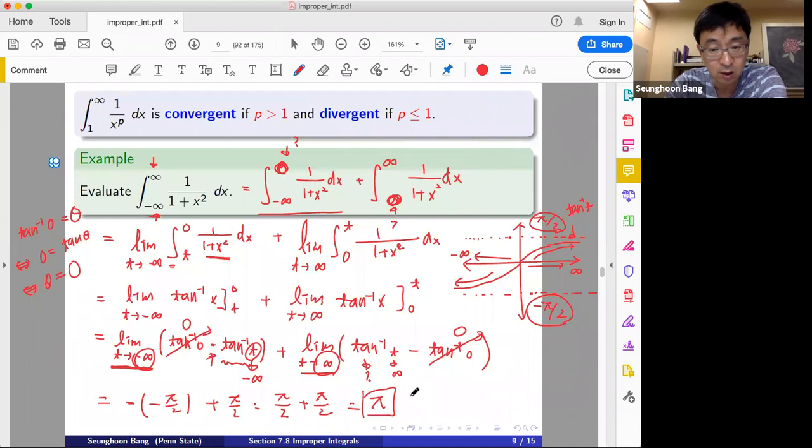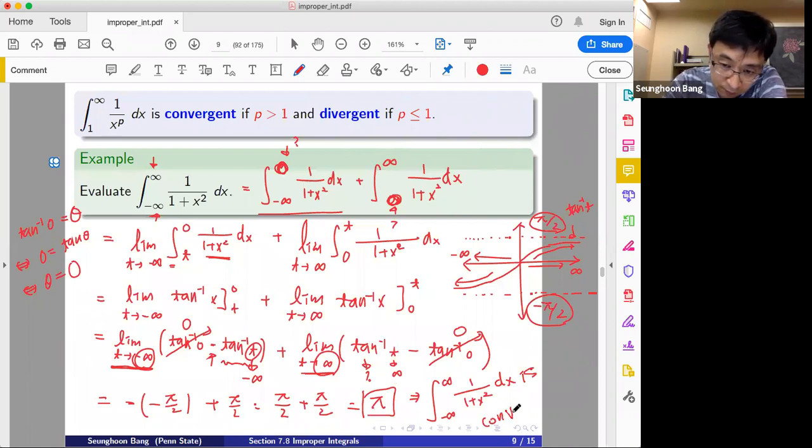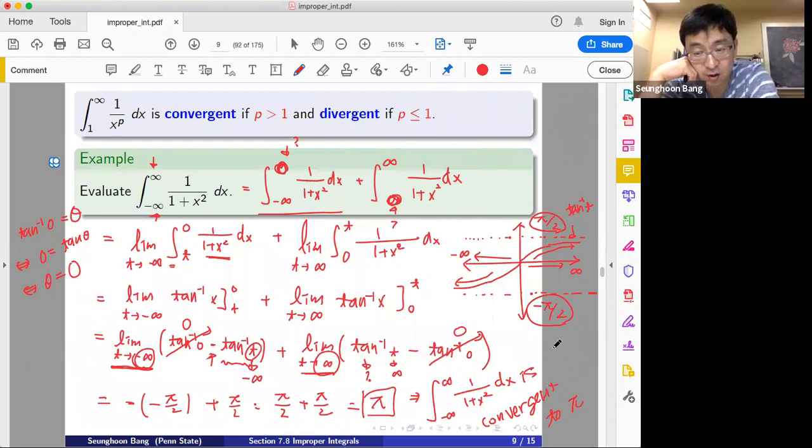So what does it mean? We have this result. The integral from negative infinity to infinity of 1 over 1 plus x squared dx is convergent to the number pi. So that's it. This is the final answer of this question.